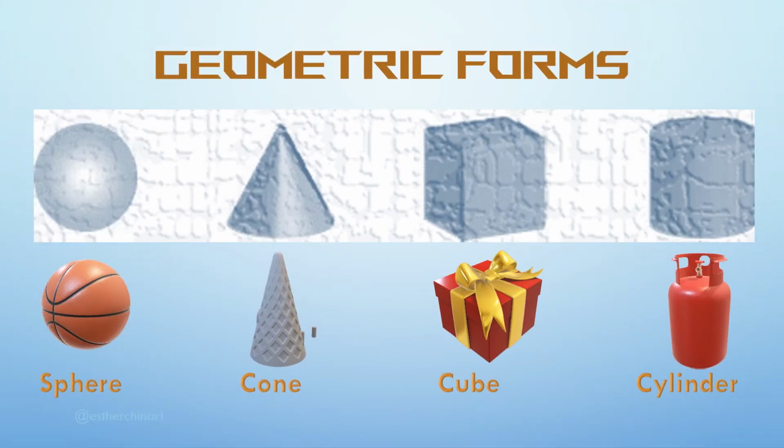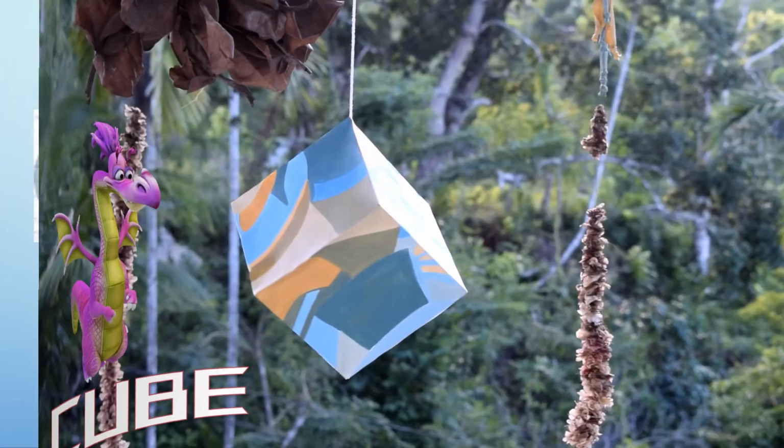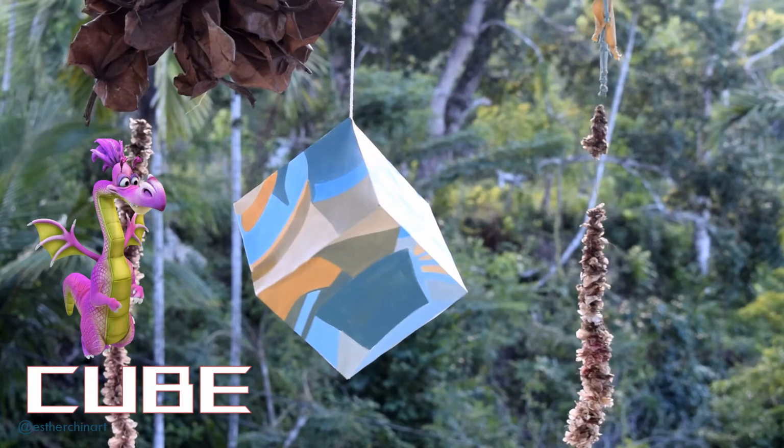Geometric forms. For a sphere, we have a basketball. An example of a cone would be an ice cream cone. An example for a cube would be a box, so a wrapped present. And an example for a cylinder would be a gas or air cylinder. Cube.